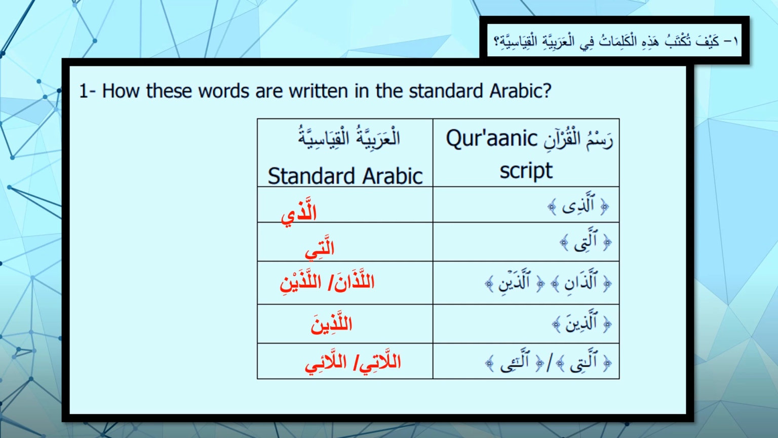And then allati and allai. So there is an extra lam alif here. In standard Arabic, there is an extra lam here and another lam with the shadda. You can see the difference here in both of them. Extra lam here also. In alladhani also there is an extra lam.